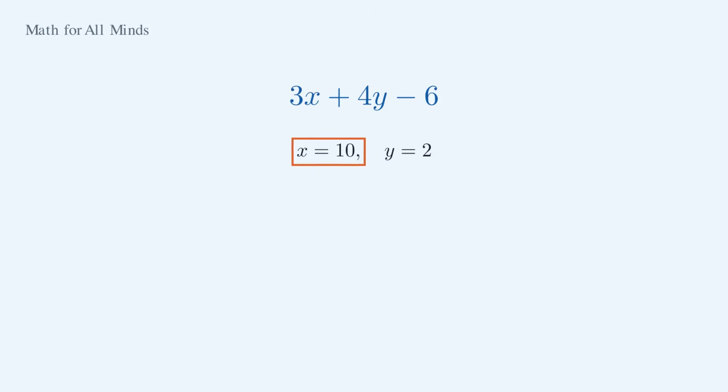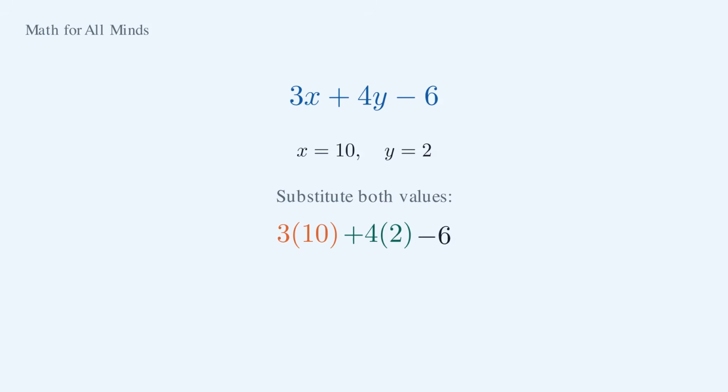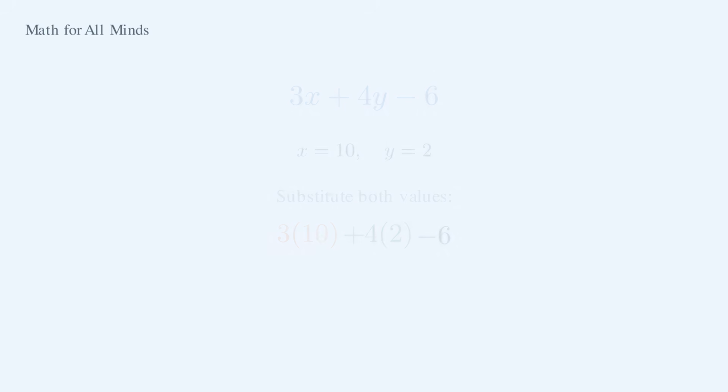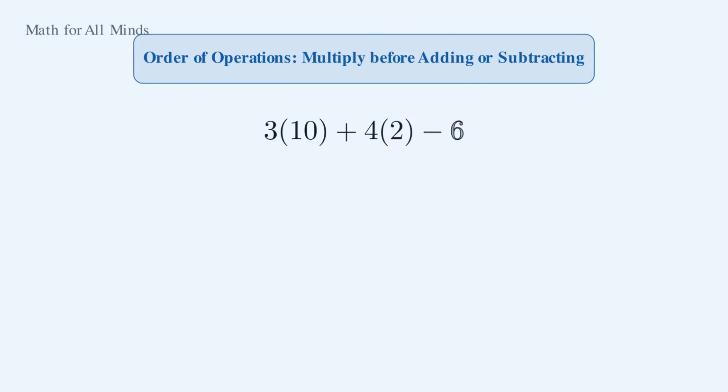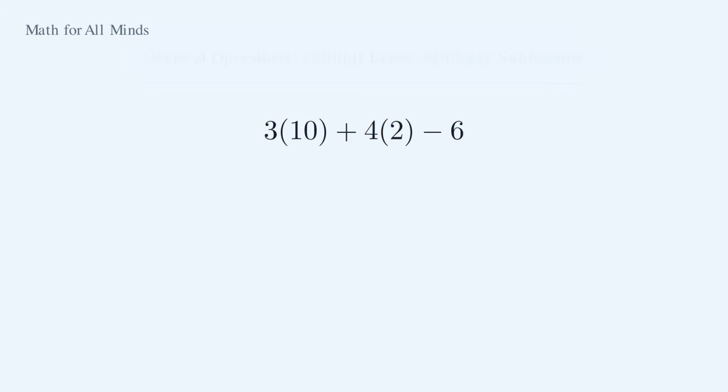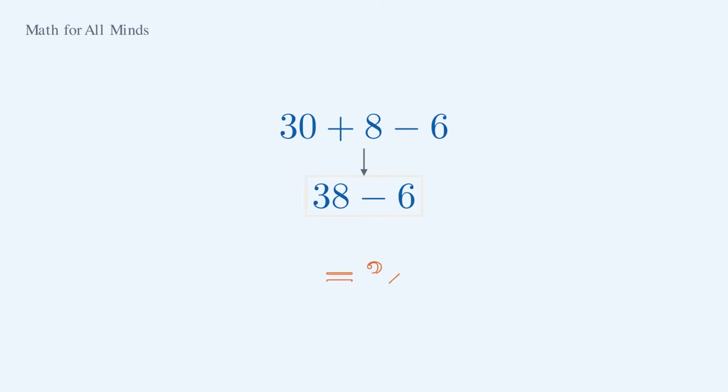Let's tackle an expression with two variables. Evaluate 3x plus 4y minus 6 when x equals 10 and y equals 2. Two substitutions this time. Substitute both values, 3 times 10 plus 4 times 2 minus 6. Order of operations says multiply before adding or subtracting. So, 3 times 10 is 30. 4 times 2 is 8. That gives us 30 plus 8 minus 6. Left to right, 30 plus 8 is 38, minus 6 is 32.